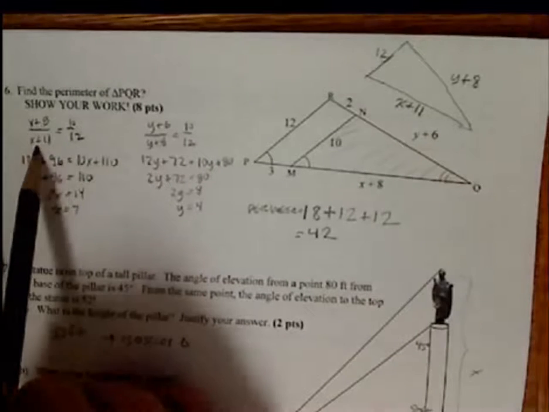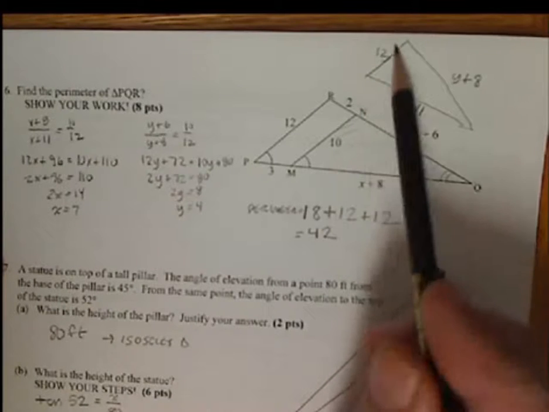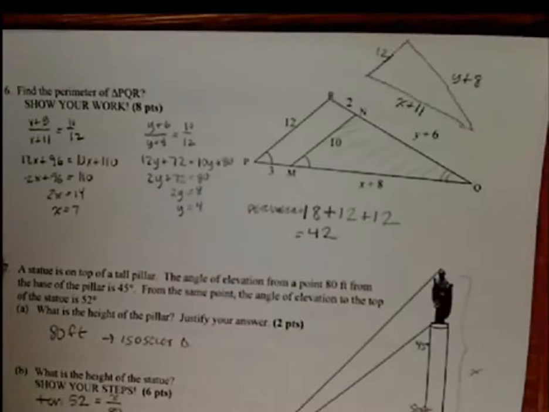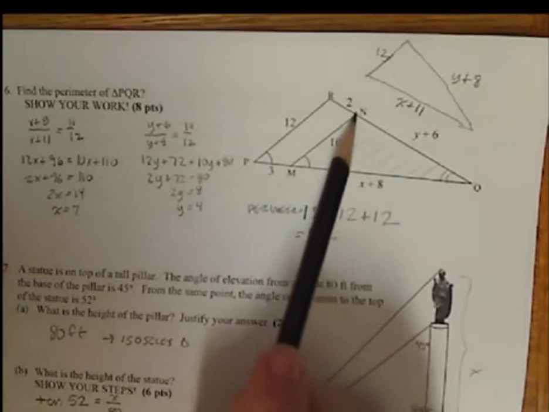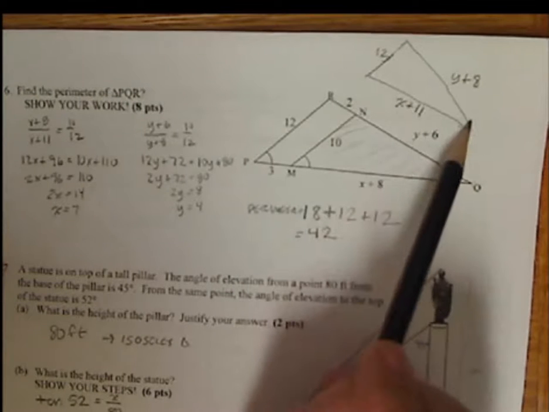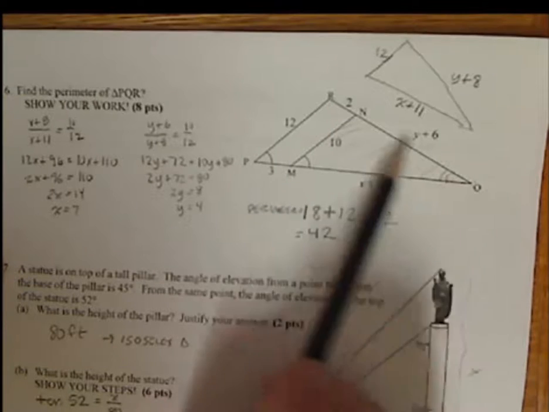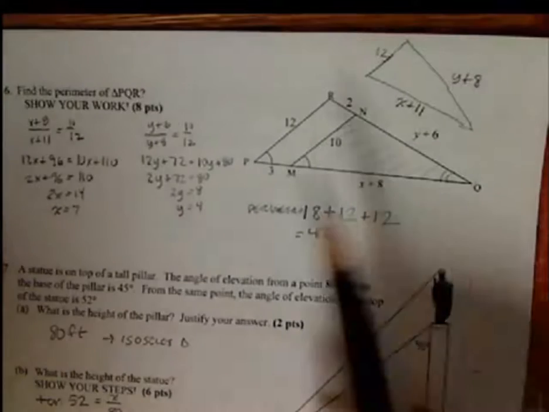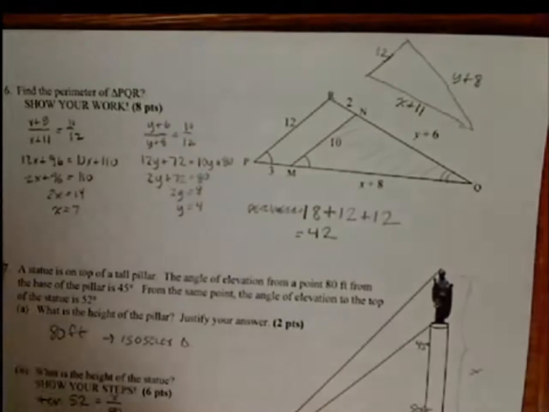X plus 8 is to x plus 11, as small side, which is 10, matches the 12, or 10 is to 12. For the y's, I'm going to match up y plus 6 matches up with y plus 8. So you can just look at this and realize, okay, that's y plus 6 over y plus 8. Got to use the whole side. And again, I'm going to use the same two sides that I already know, 10 and 12.